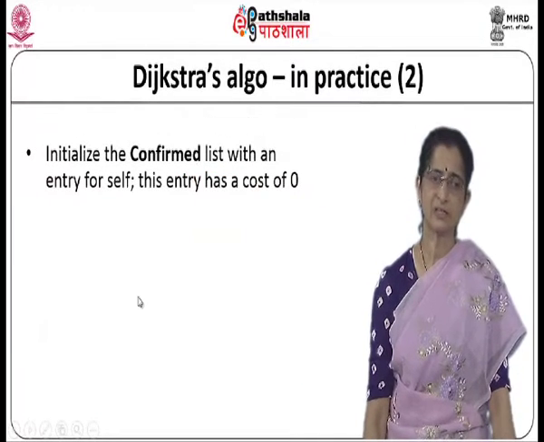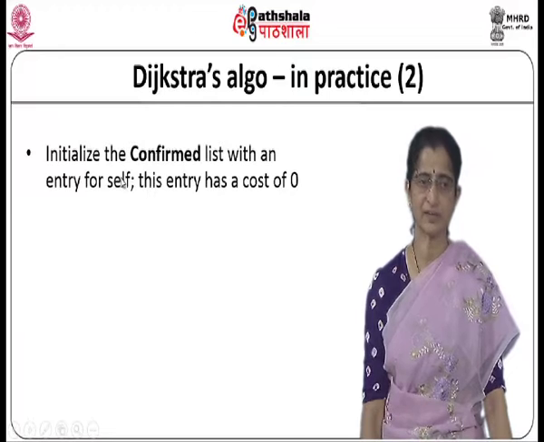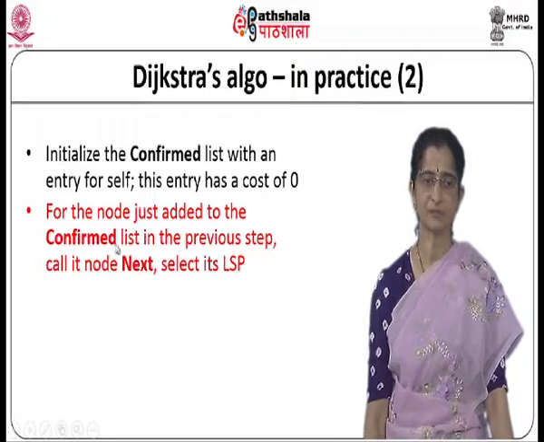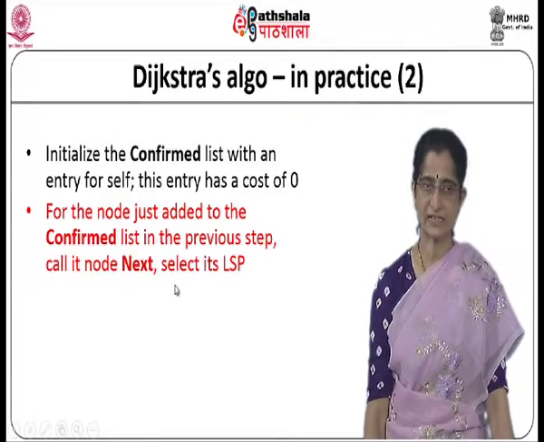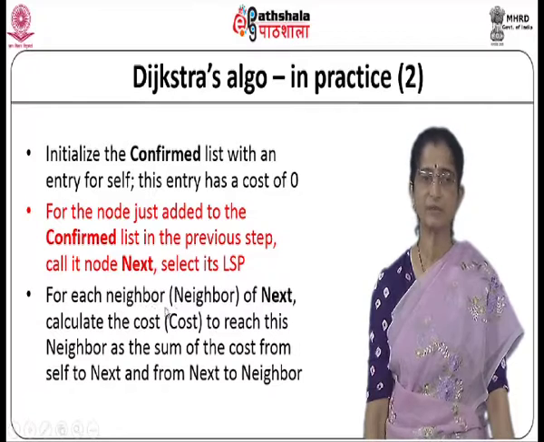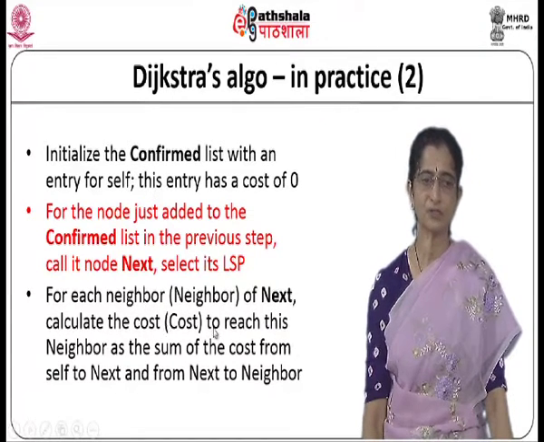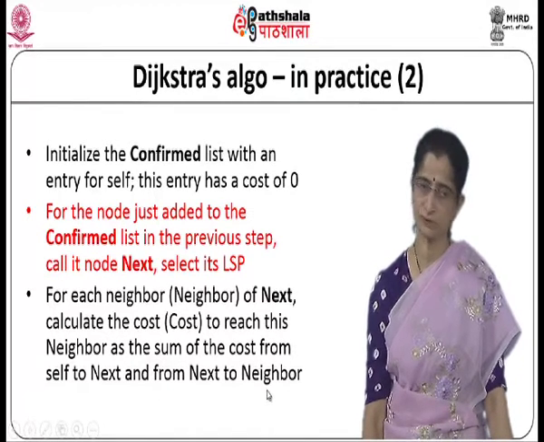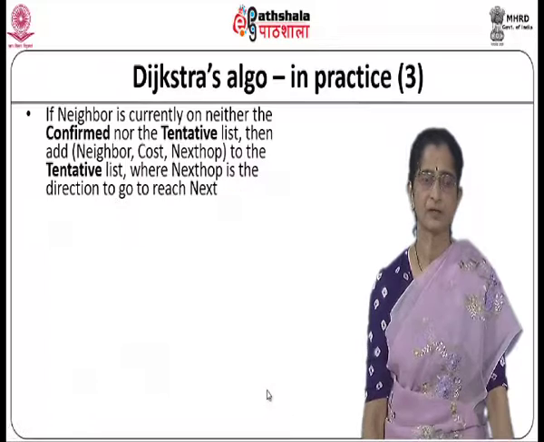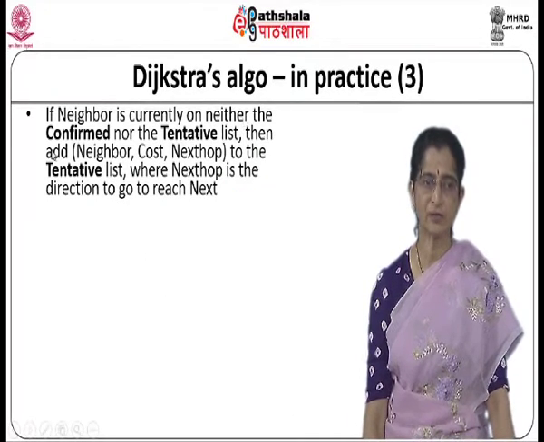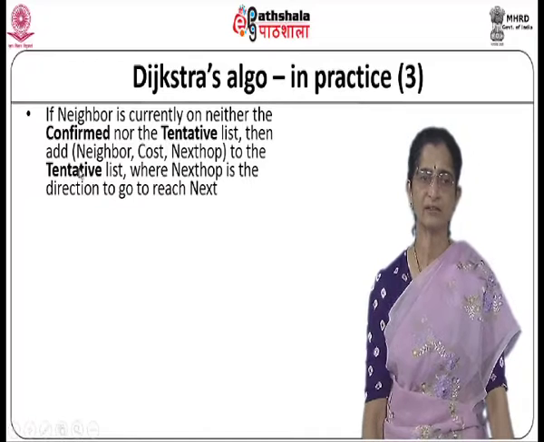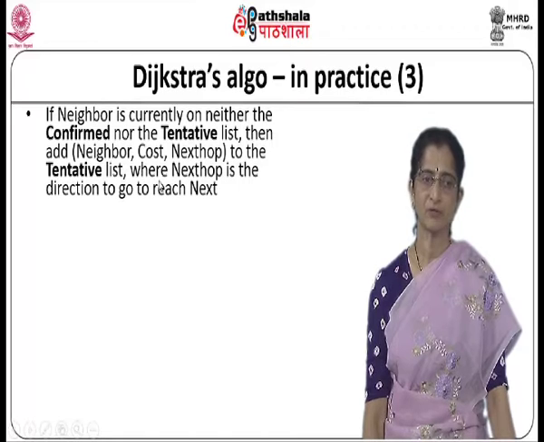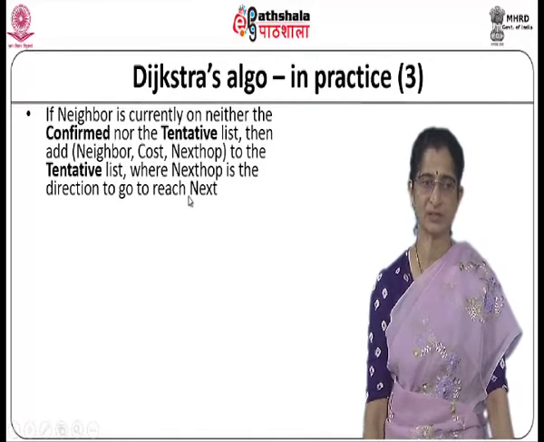So initially the confirmed list will have just an entry for itself, right. This entry has a cost of 0. Now for the node that you just added to the confirmed list, you call it node next, you select its LSP, and for each neighbor of next, you calculate the cost to reach this neighbor as the sum of the cost from self to next and from next to neighbor. So as we saw earlier, right, same thing. Now if the neighbor is currently on neither the confirmed nor the tentative list, then you add the neighbor, cost, next hop information to the tentative list, where next hop is the direction to go to reach that node.